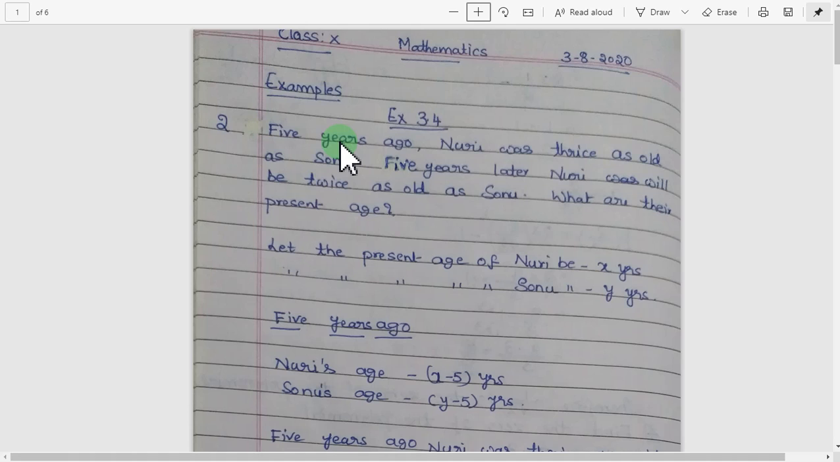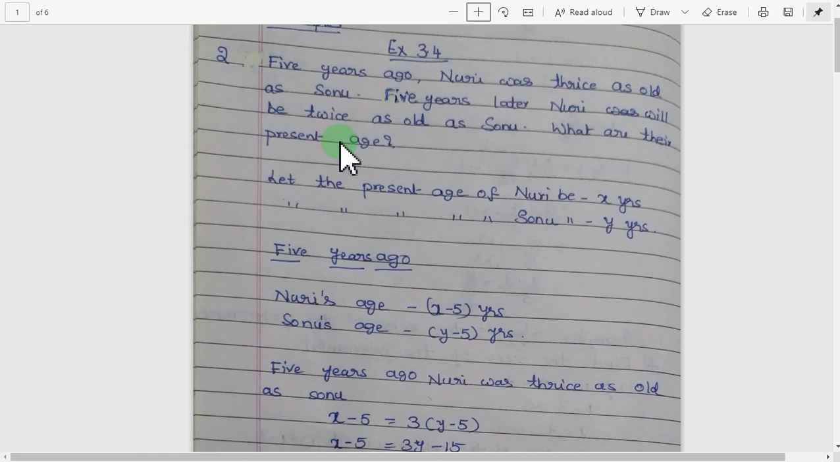This is not an exercise 3.4 question. Little changes are there in this. The second question you will do as homework.